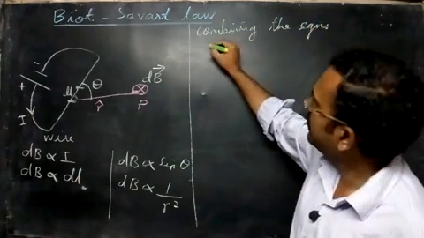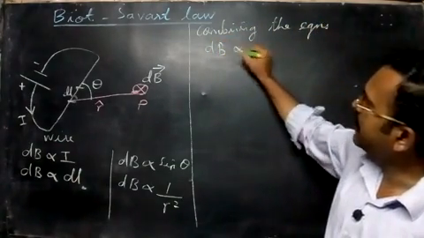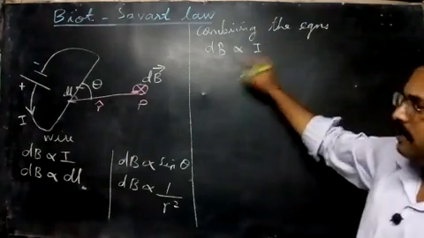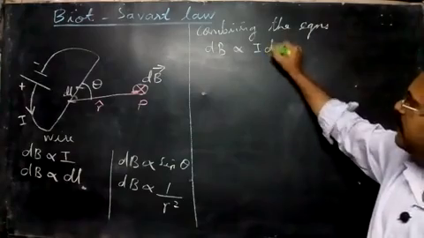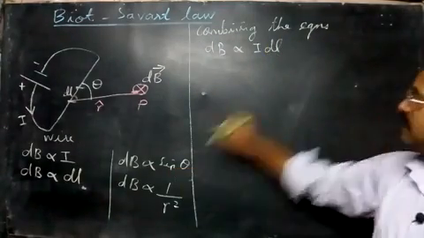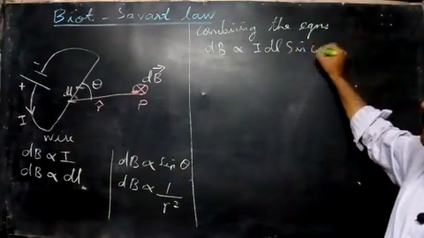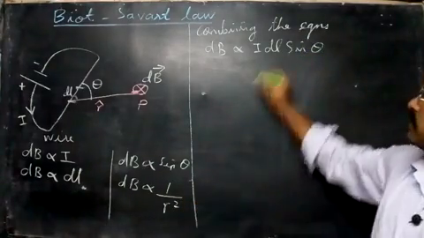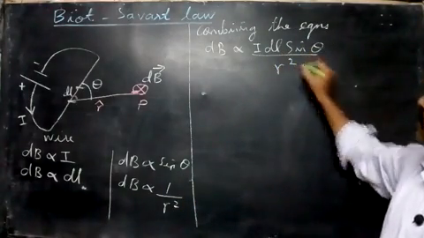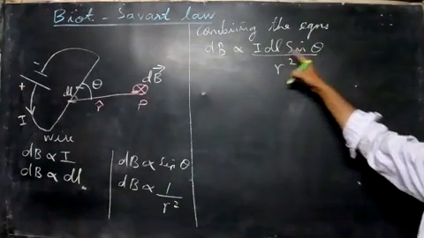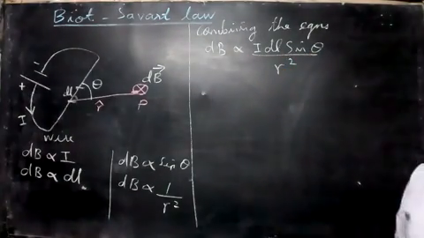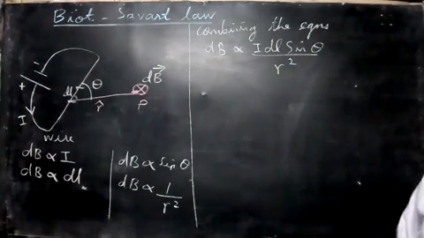So what we get is the magnetic field dB is directly proportional to I. Then dl is also directly proportional, so write dl here. Then sine theta also is there, but we have r square in the denominator. So the magnetic field is directly proportional to I dl sine theta by r square. This is the format, how to write this.